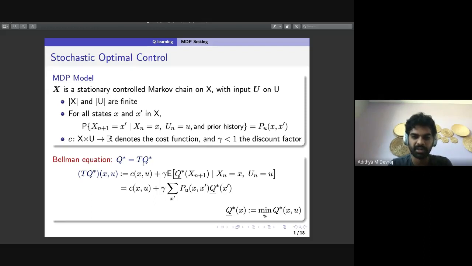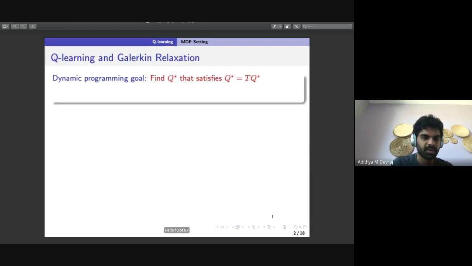So here I'm denoting T to be the Bellman operator that is defined here. And I'll also be using this Q underscore operator notation to denote the minimum over all possible actions. Okay. So the goal in dynamic programming is to find this function Q star that solves this nonlinear Bellman equation. Okay, so to find Q star that satisfies Q star is equal to TQ star.